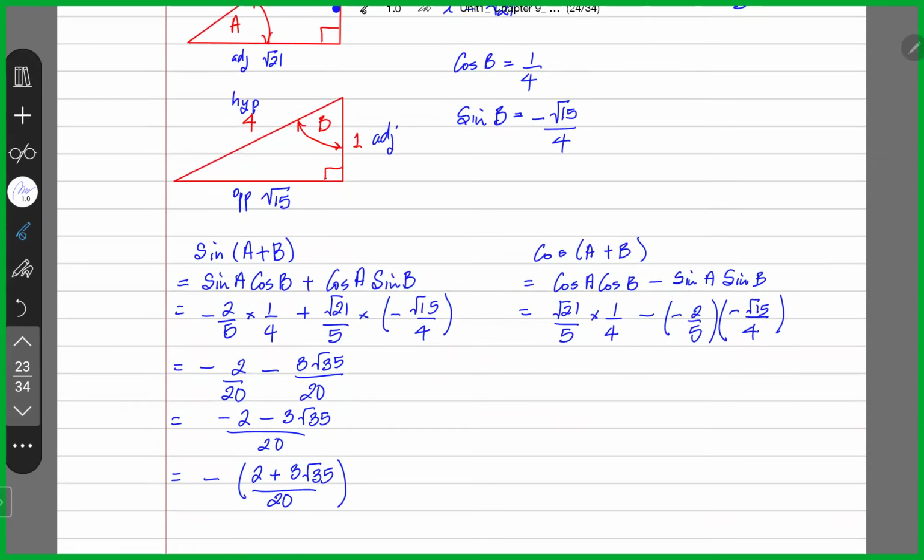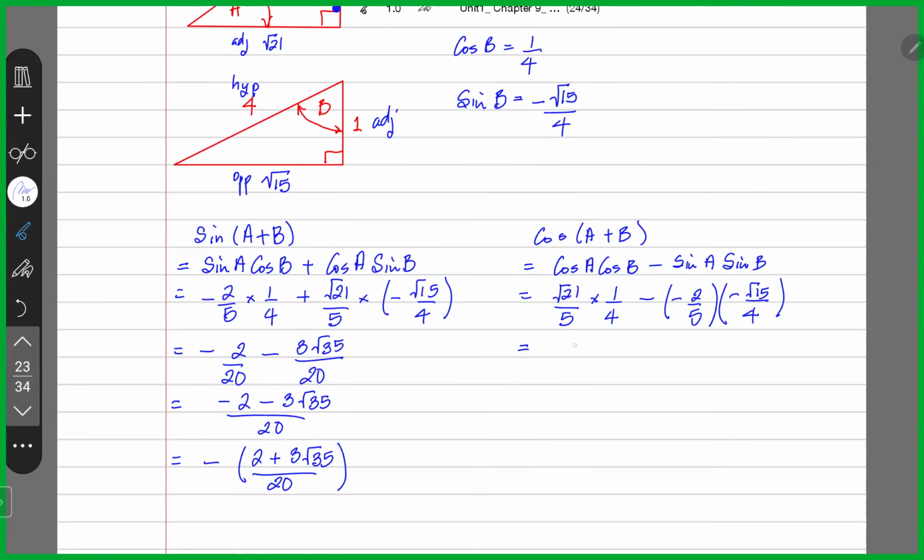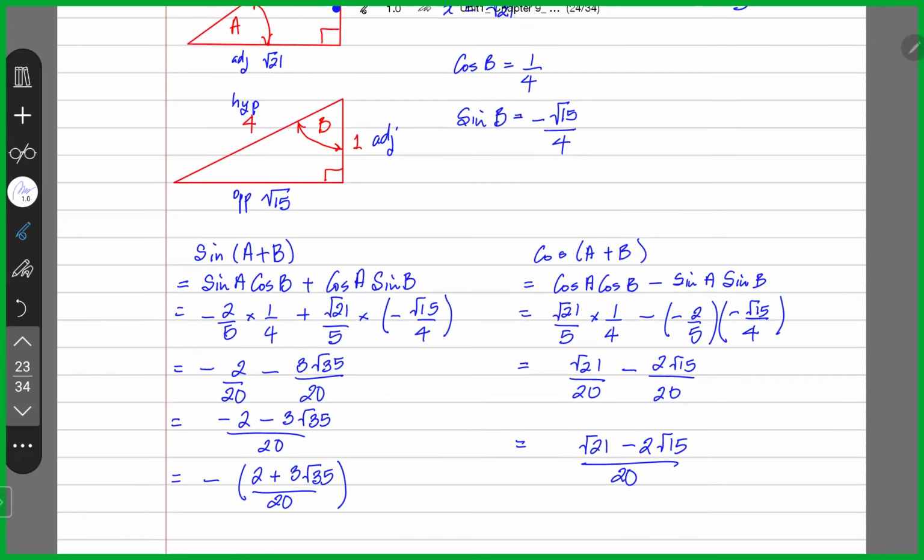So here we have root 21 over 20 minus, if you multiply 3 negatives, it must come out negative, 2 root 15 over 20. As one fraction, this is the root of 21 minus 2 root 15, and this is all over 20. All right, let's view the entire question.